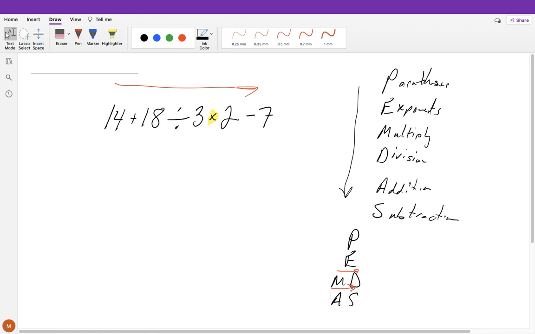It's left to right. But the difference with addition and subtraction is that whether we do adding first or subtracting first, we're always going to get the same answer, whereas with multiplying and dividing, order does matter. And you'll see on this question that order does matter.